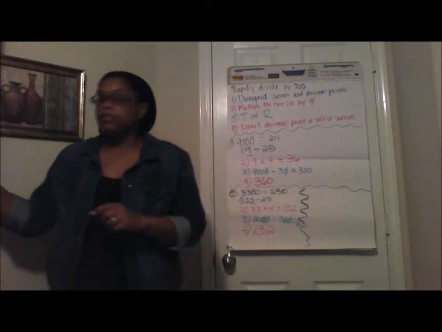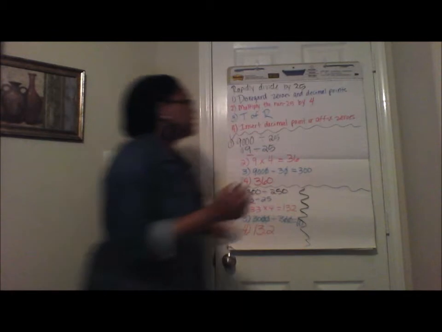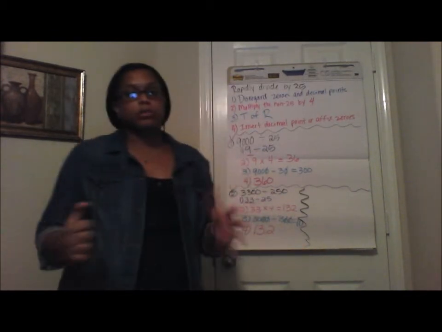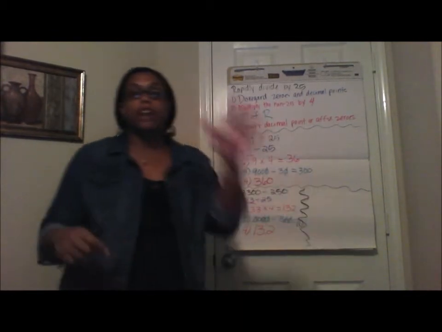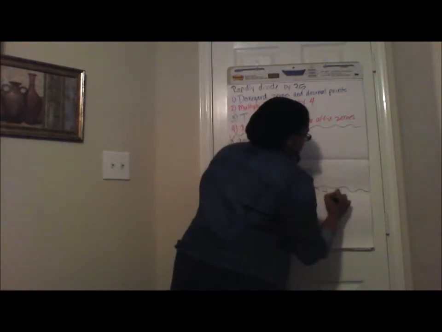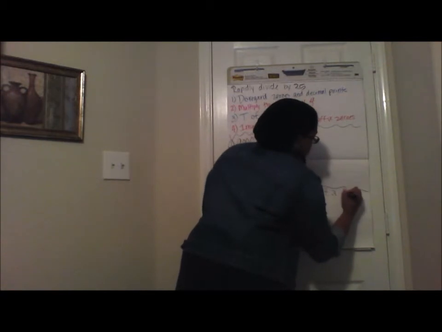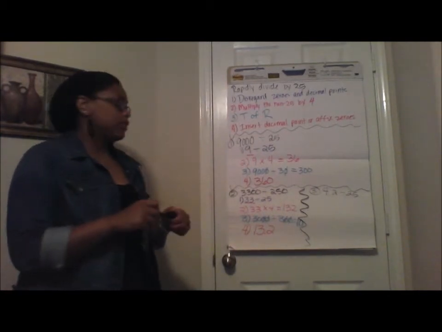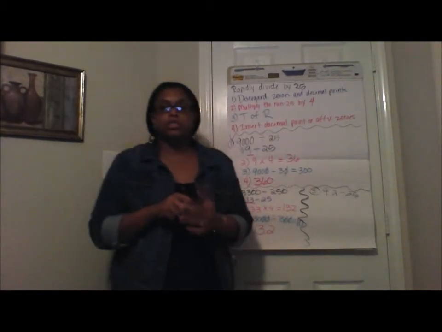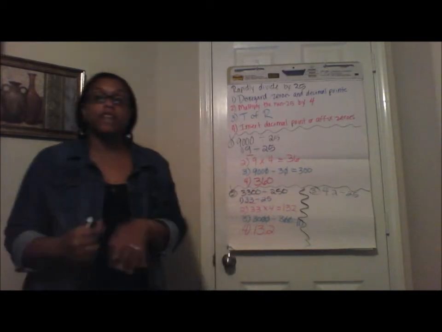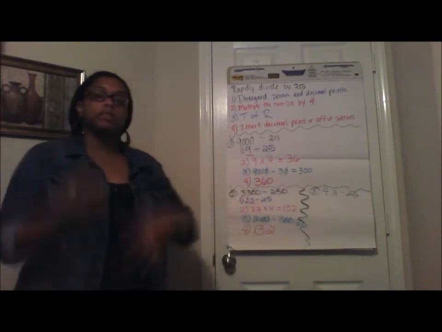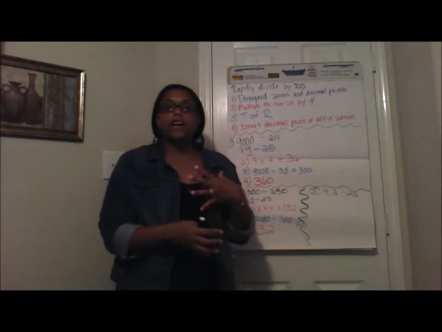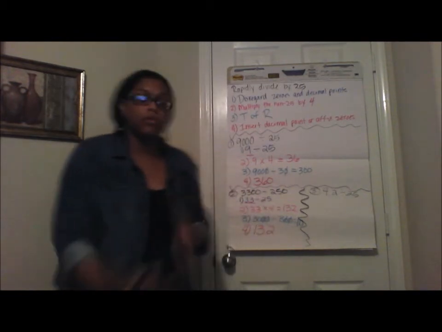Alright. For our final thing about dividing by 25, we're actually going to do a decimal. So we're going to divide by 25 hundredths. So we have 4.2 divided by 25 hundredths. What I'm going to do is put it in terms of a fraction, because it helps me remember that 25 hundredths is the same as 1/4.